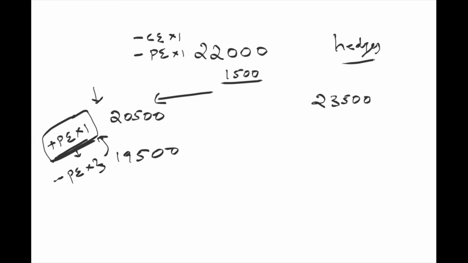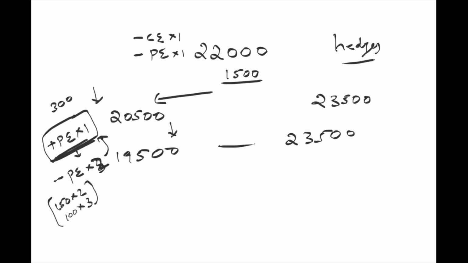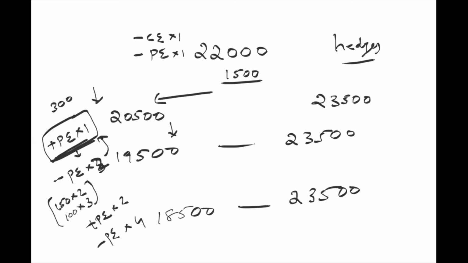Let's say this is 300. You can do either 150 into 2 or 100 into 3. So now your range is 1500 to 23,500. Now Nifty came to 20,500 to 19,500. What can you do? You already have 2 sell positions, so buy back those 2 sell positions. Okay, and then at 18,500, what you need to do is sell 4, minus means sell 4.